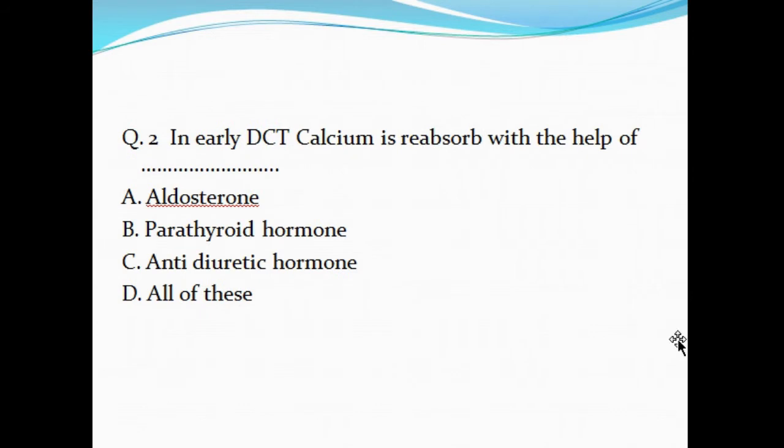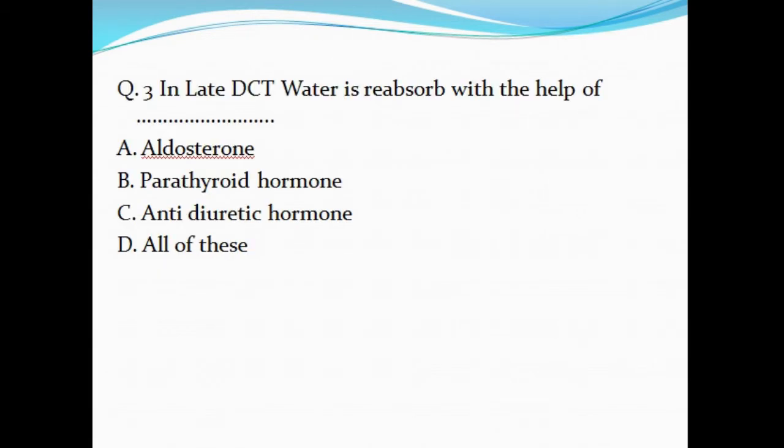Question number 2. In early DCT, calcium is reabsorbed with the help of dash dash dash. A. Aldosterone, B. Parathyroid hormone, C. Antidiuretic hormone, and D. All of these. Question number 3. In late DCT, water is reabsorbed with the help of A. Aldosterone, B. Parathyroid hormone, C. Antidiuretic hormone, and D. All of these.